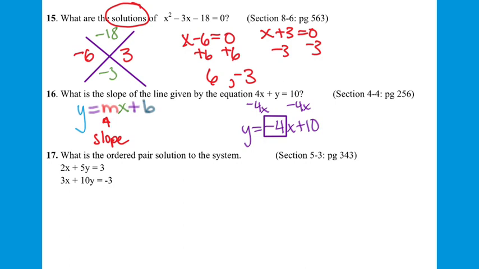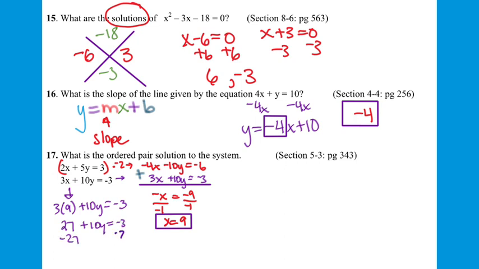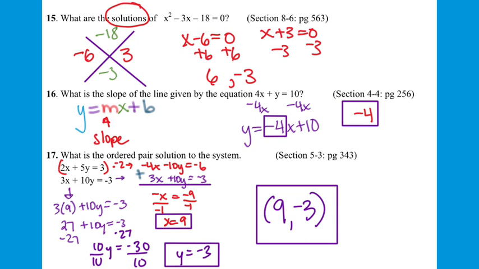On 17, we're going to go ahead and solve the system of equations by eliminating the y value, multiplying the top equation by negative 2. When I do that, I know I can add these two equations up, eliminating the y values and solving for x. Once I know the x value, I can substitute it into any of the equations and solve for the y value. The same is true if you decided to solve for y first, you could substitute to solve for x. So our shared solution here is (9, negative 3).